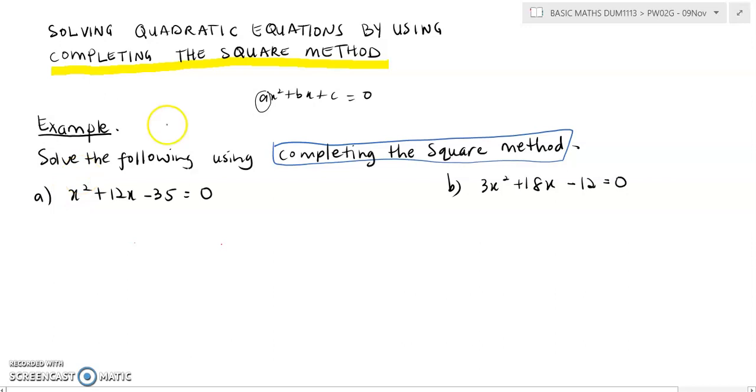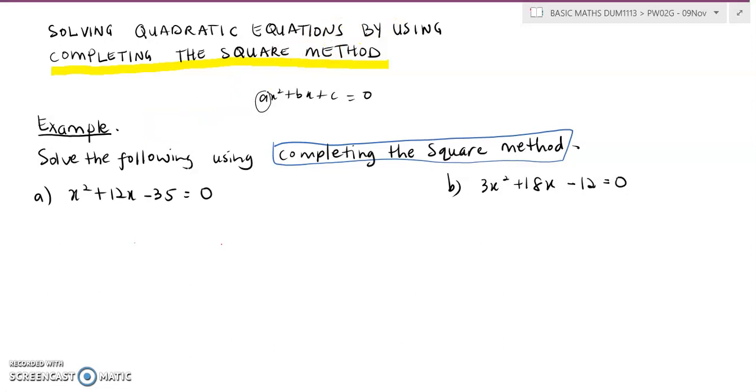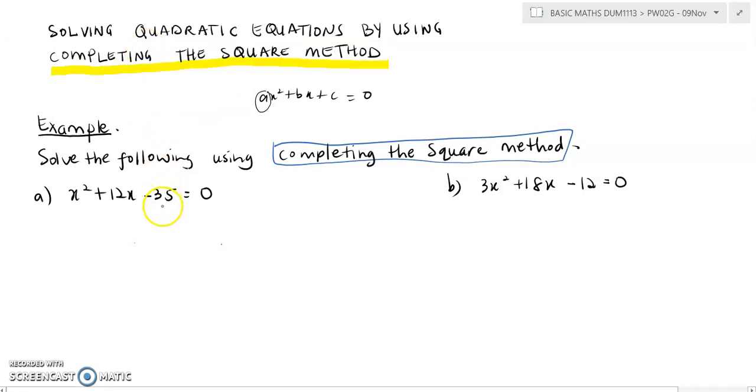Okay, the next step is to move the constant term to the right side. So this is the constant term. The constant term now is negative 35. So we need to move this number to the other side. So x squared plus 12x equals 35.